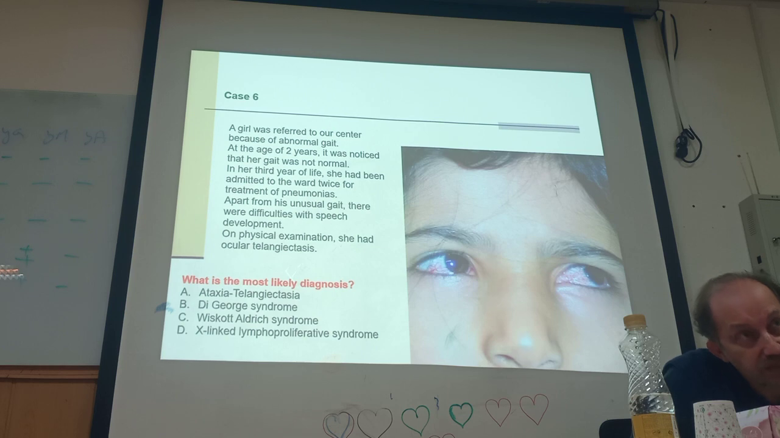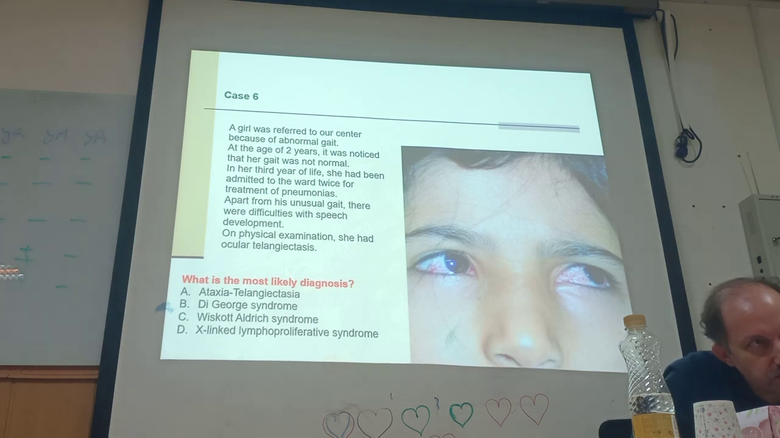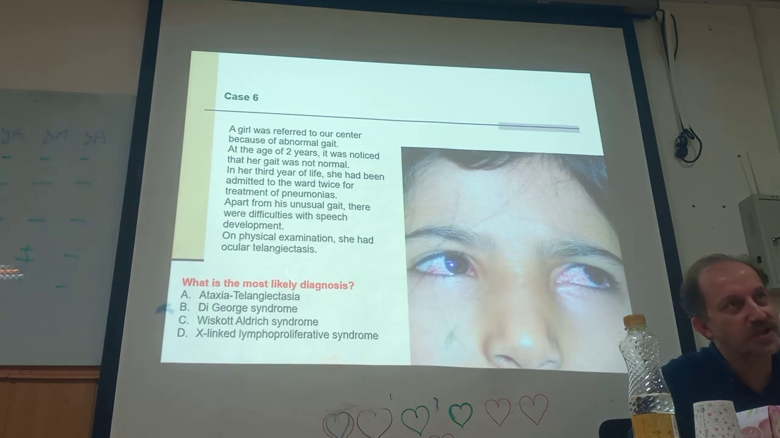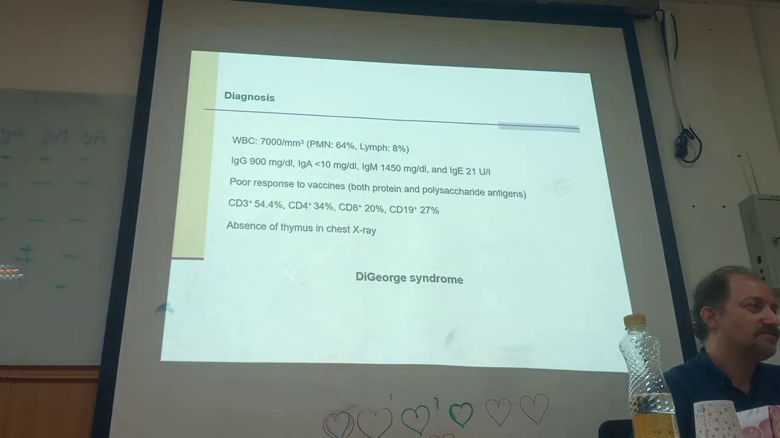The patient with ataxic gait and telangiectasia. What is the diagnosis? Ataxia telangiectasia. So it's a signal. Okay.